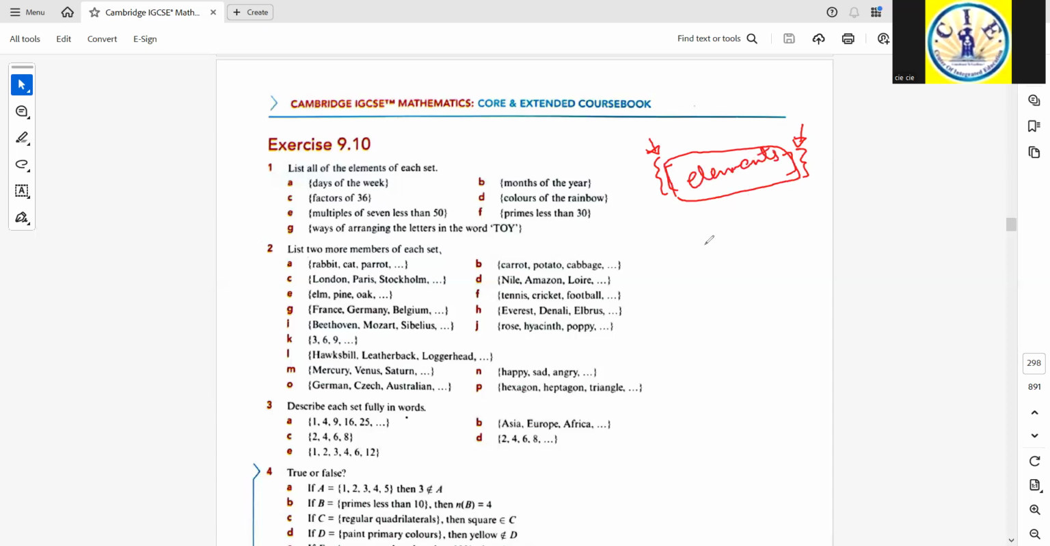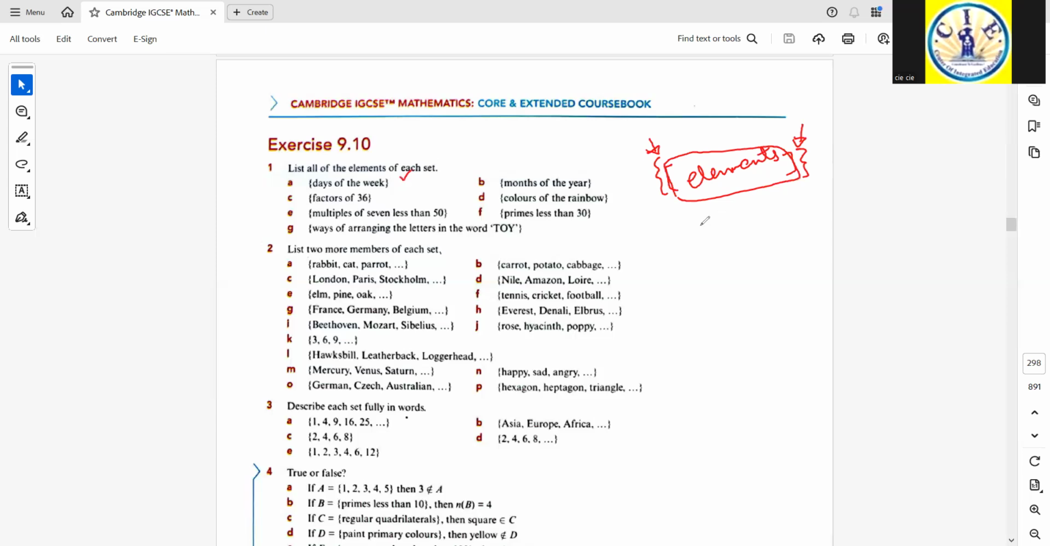A set consists of all those elements which are contained within these brackets. So these curly brackets are actually the symbols of the set. Whatever the set we are considering, whatever is contained in these curly brackets constitutes that particular set. Similarly, let me just give you an example.